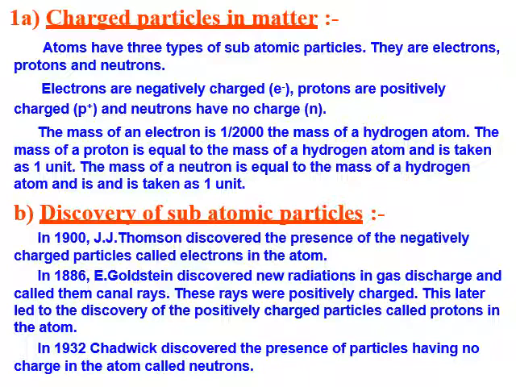Now coming to the discovery of these subatomic particles, electron, proton and neutron. First of all, in 1900, J.J. Thomson discovered the presence of negatively charged particles called electron in an atom. And in 1886, E. Goldstein discovered the protons. He discovered a radiation in the gas discharge tube known as canal rays, and they were later considered as positively charged and given the name proton. And in 1932, Chadwick discovered particles having no charge in the atom and named them neutron. So electron by J.J. Thomson, proton by E. Goldstein and neutron by Chadwick.